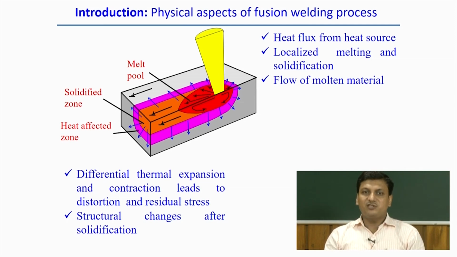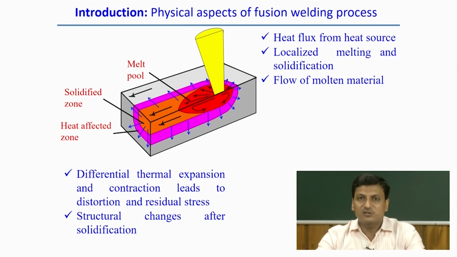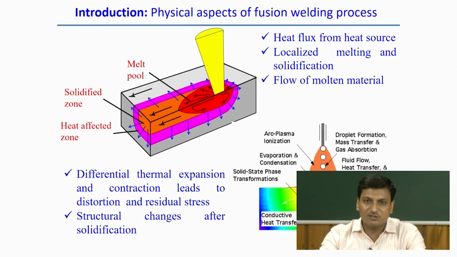And then finally, this variation of the temperature distribution brings some differential thermal expansion and contraction, and that thermal expansion and contraction actually leads to the formation of residual stress and distortion in the weld structure. And the structural changes, due to the effect of the heat, come from the solidification behavior in the welded structure. So, all these phenomena are involved here, and we are talking about the fusion welding process.